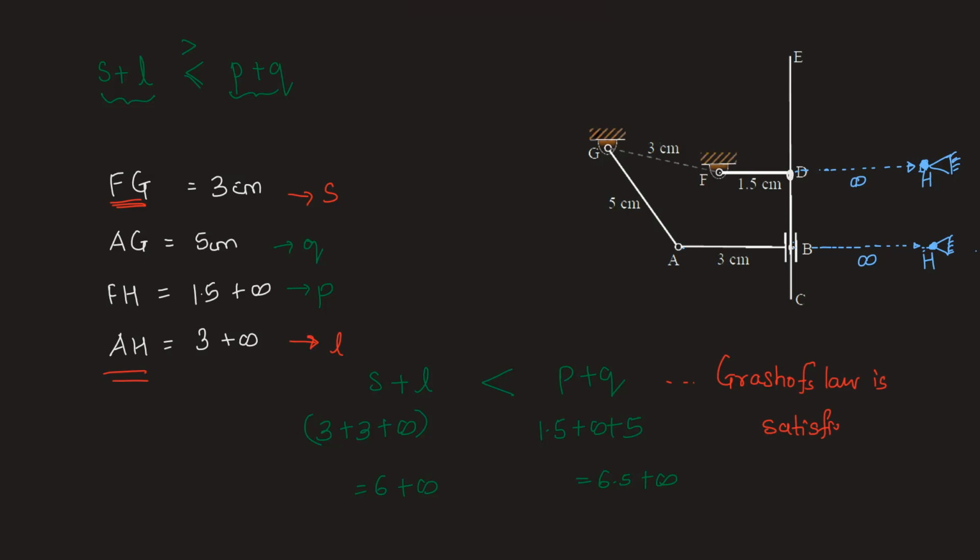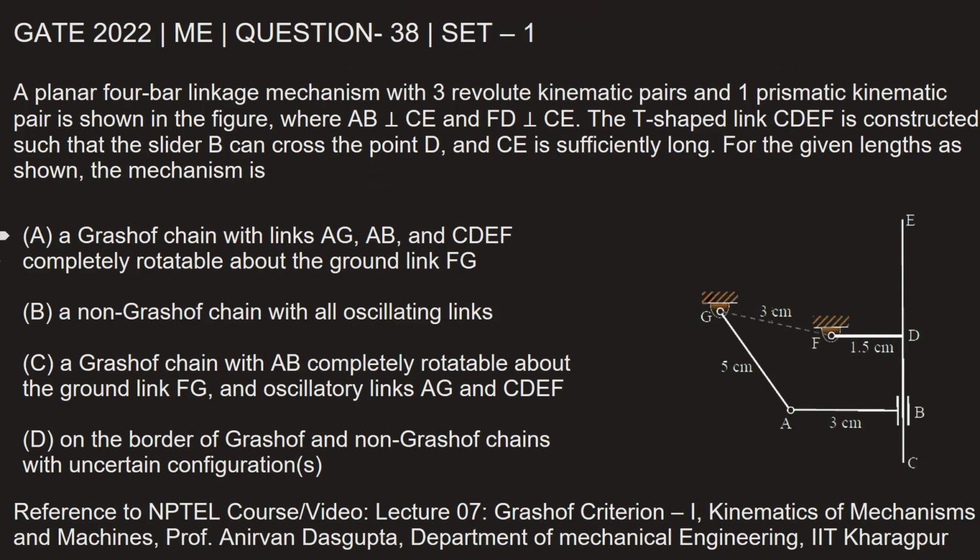So the mechanism is indeed a Grashof mechanism, but we also need to identify whether the other links are rotating about FG. We can see that FG is the shortest link. Also, it is a grounded link, and therefore we know that for a Grashof mechanism, the rotation of all other links takes place about the fixed link. All other links are going to fully rotate about the fixed link. Let's go back and mark this option. We have the answer as option A itself.